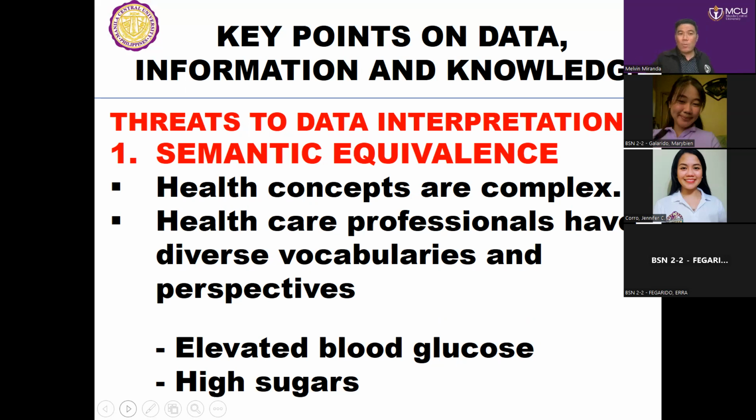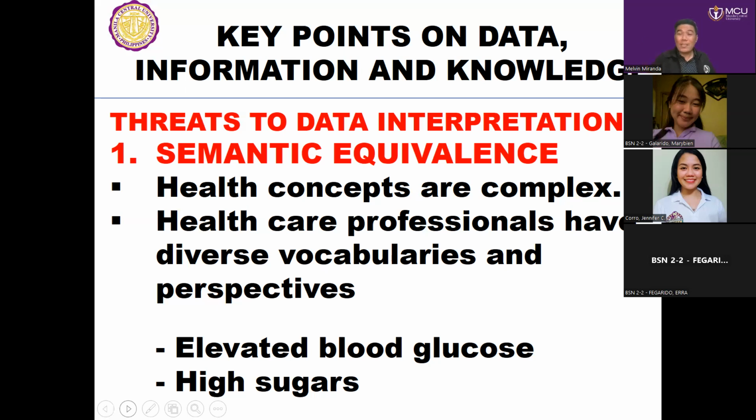So, an example of semantic equivalence: elevated blood glucose, high sugar. Okay, what is your interpretation of these? Between elevated blood glucose and high sugar, which of the two is clearer to you as a healthcare professional? Is it elevated blood glucose or high sugar? When we are dealing with healthcare. Anyone, you can raise your hand. Which of the two could have high chances of misinterpretation?